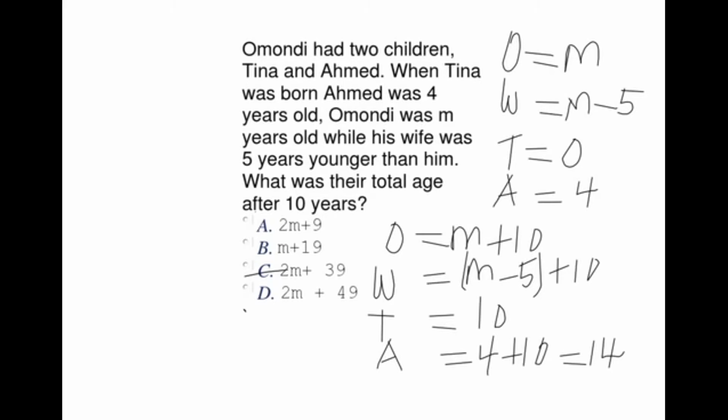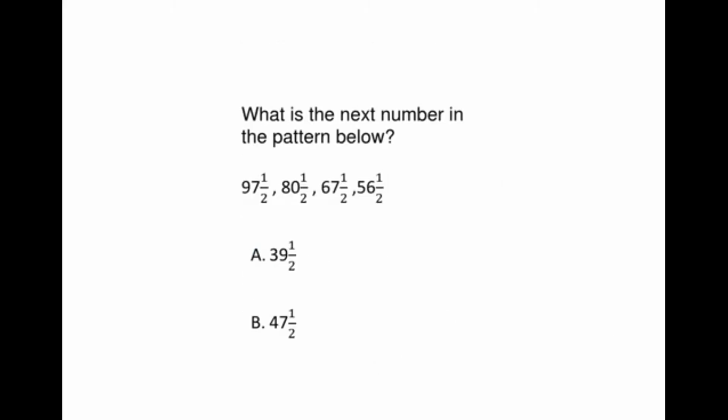2M plus 39. What is the next number in the pattern below? 97 and a half, 8 and a half. So 97 and a half minus 8 and a half, we have 17. Then 8 and a half to 67 and a half, we have 13.